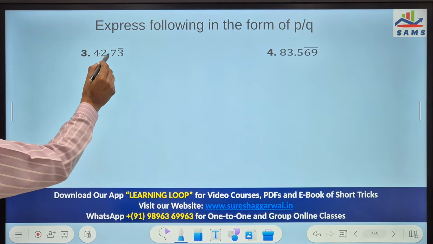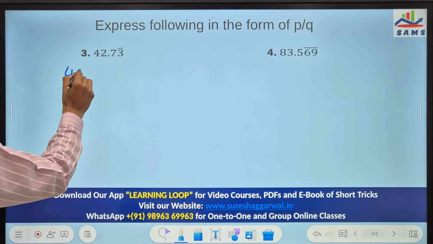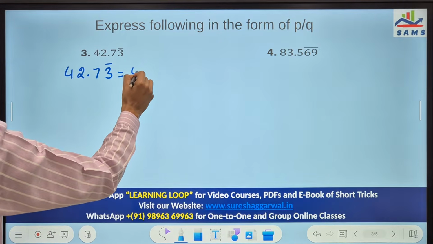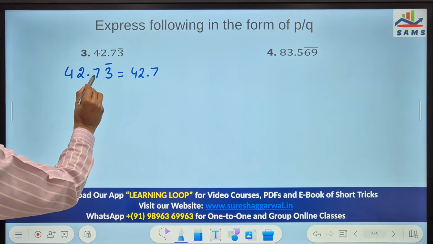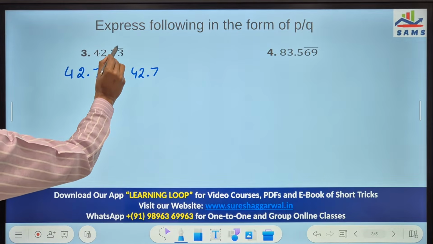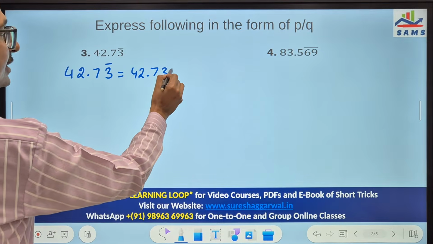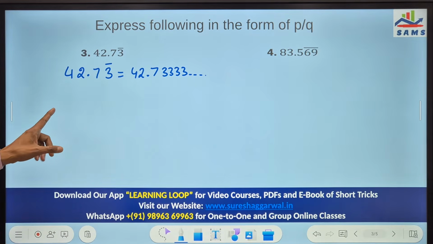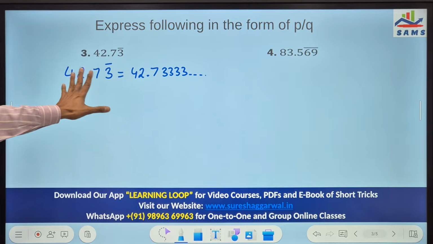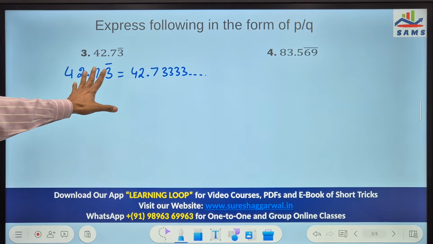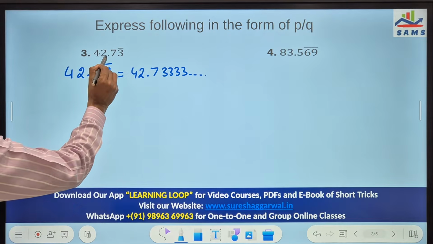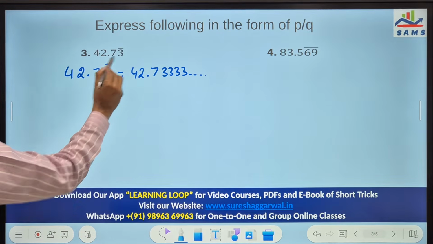Here we have something which is not repeating. See, 42.73 bar means this 42.7 is not repeating. Only the number under the bar is repeating. So 3, 3, 3, 3, 3, 3 is repeating. Now I want to find the rational number equivalent of this decimal. See what I do now. First I will forget the decimal and the bar. So we have the number 4273.